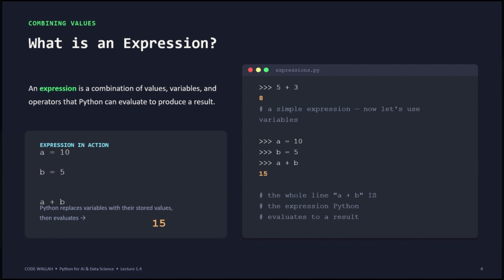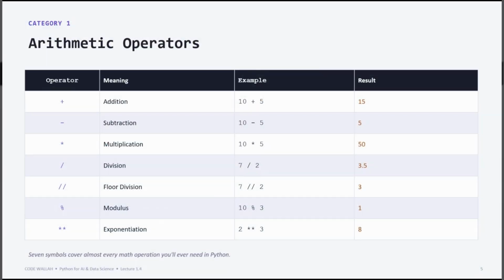3. Arithmetic operators. Let's start with the arithmetic operators. You are probably already familiar with them. These are used for mathematical calculations. Python provides several arithmetic operators: plus for addition, minus for subtraction, asterisk for multiplication, slash for division, double slash for floor division, percent for modulus, and double asterisk for exponentiation. Let's understand each one properly.